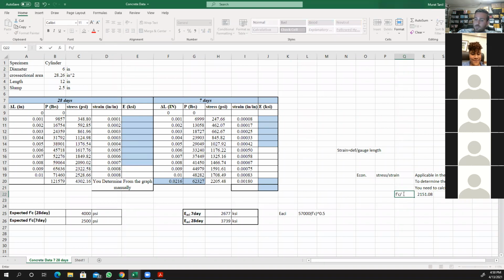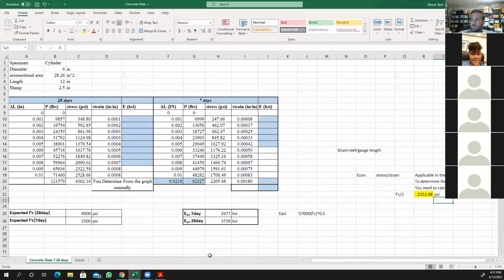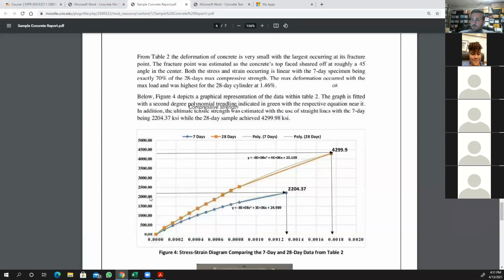So f prime c over 2, you get this number, 2,151 psi. And then you go back to the graph. So 2,100 and some decimals, 2,151. It should be around here somewhere.